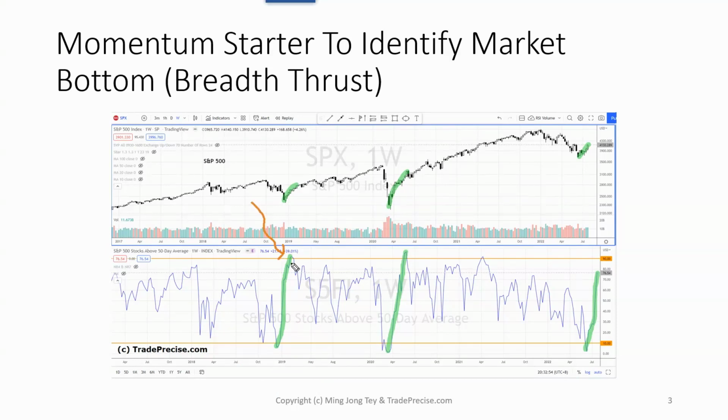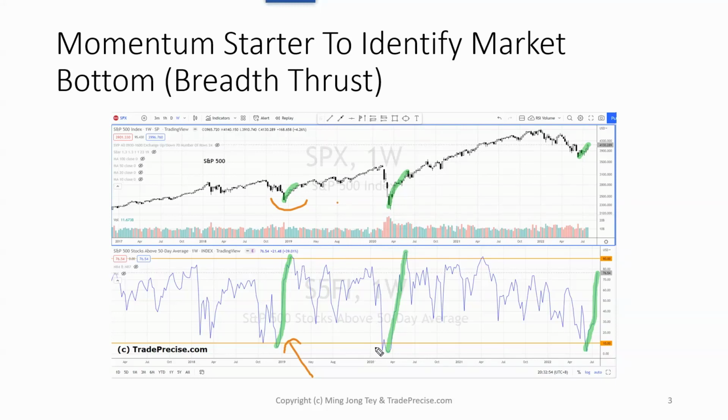So that is the momentum starter. In order to do that, it first needs to hit the oversold level below 10, and also needs to travel all the way to above 90. That is what qualifies as a momentum starter. If you look at that, once it is completed, that actually marks the bottom.